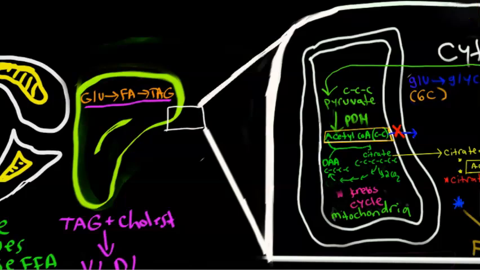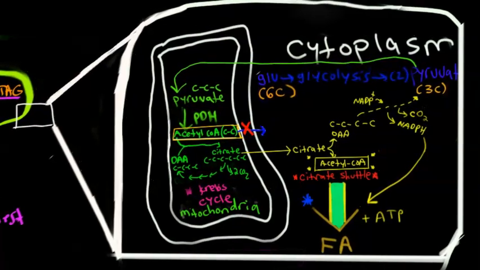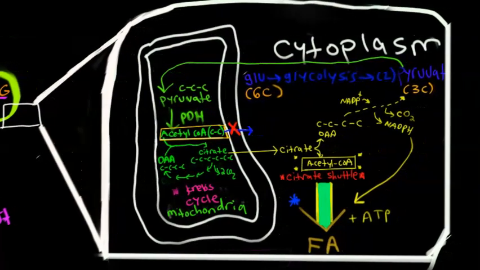So this is a liver cell. And as you guys know, we have the cytoplasm and we have the mitochondria, which is made up of two membranes right over here. And so what we have in the cytoplasm is glycolysis taking place. And glucose, which is a 6-carbon molecule, is going to be converted via glycolysis into 2 molecules of pyruvate, which are 3 carbons each. Okay?